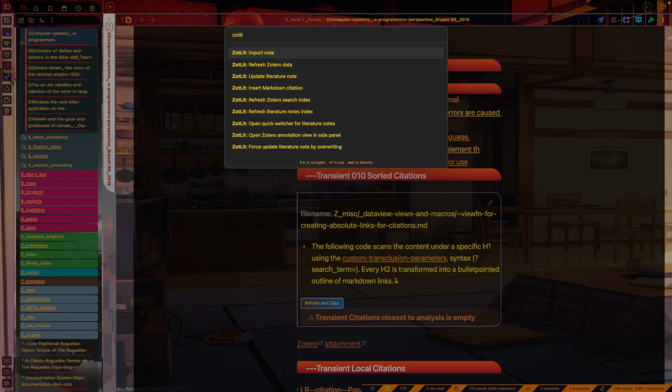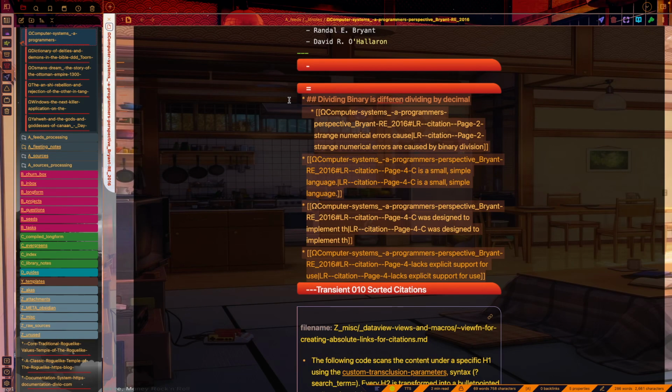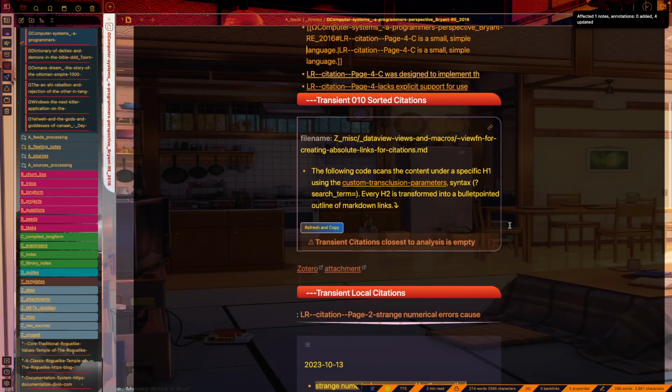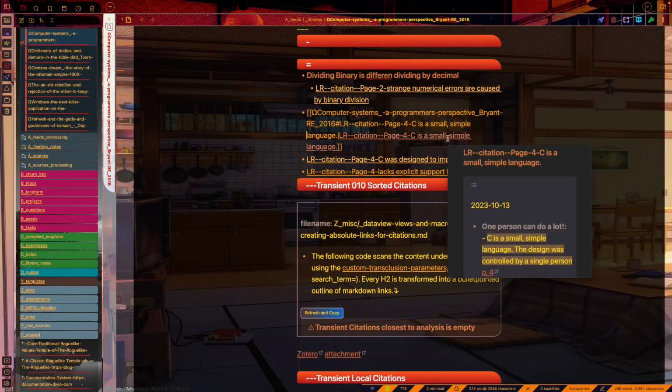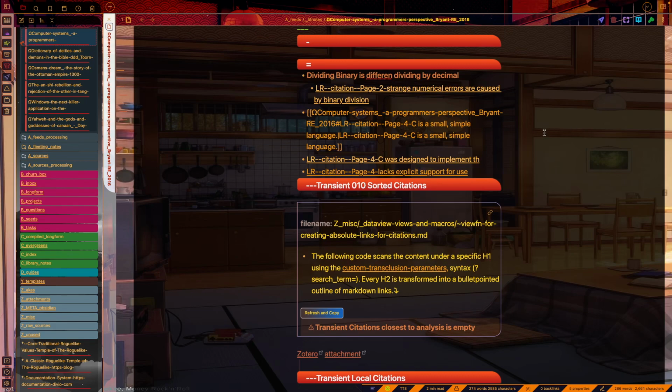In Zotero, when you have this, refresh data, and then I'm going to copy this so I don't lose my place. When I update, it should do it without deleting everything. So if we look at small simple, yep, one person can do a lot. Okay. So when you have this problem, you just update the data. Sometimes it doesn't sync correctly. It's a small simple language, and so one person can do a lot.